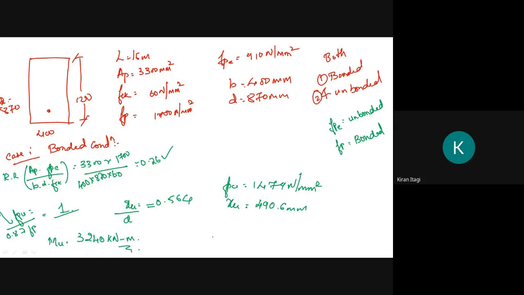Then go for the unbonded condition. What is L by D? 18.3, sir.